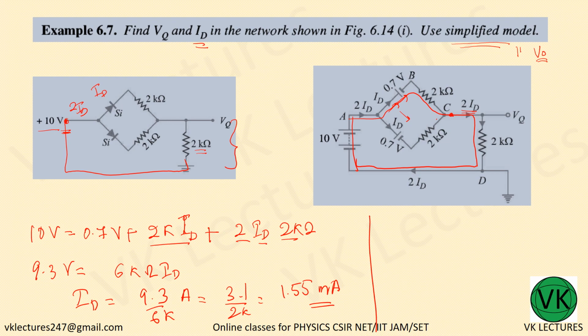Now I want the voltage across this resistance 2K. Nothing, just multiply by the current that I have. What is the current I have? 9.3 by 6K ampere into 2K ohm. K gets cancelled. Here it becomes 3, 1, 9.3 divided by 3, that is equal to 3.1 volt. Somewhere missing, 2K ohm.